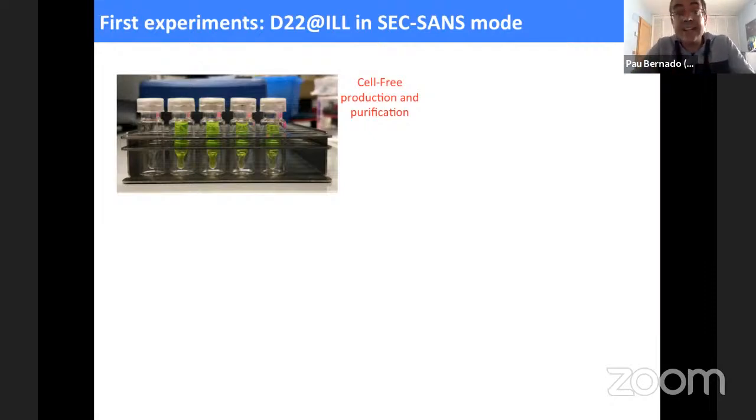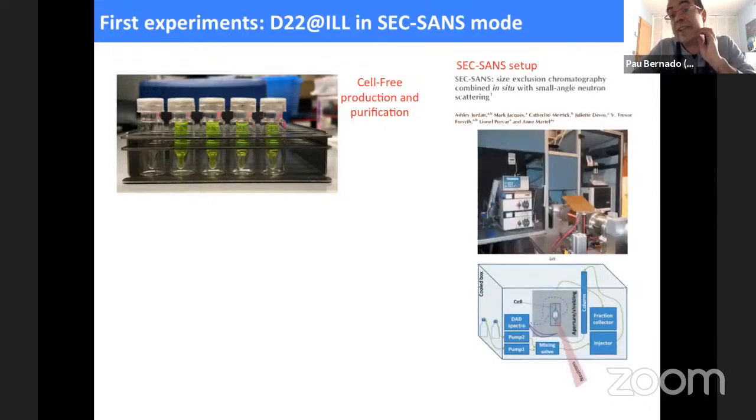And the answer is yes. So here you have in green the purified protein, and it's green because we have the GFP. So this is always a good signal. One thing that we realized straight away, together with Frank and Anne, was that SEC-SANS was the measuring mode that we needed.